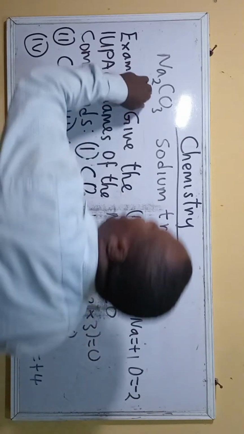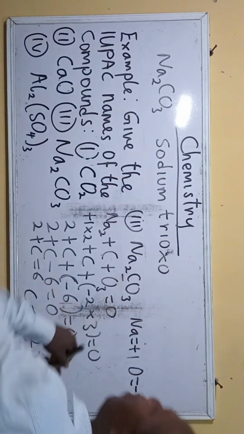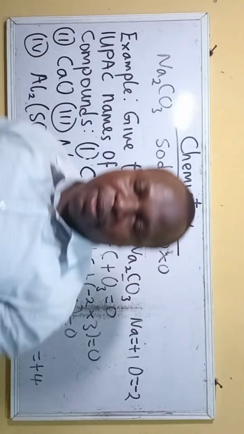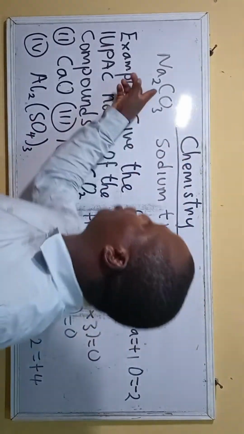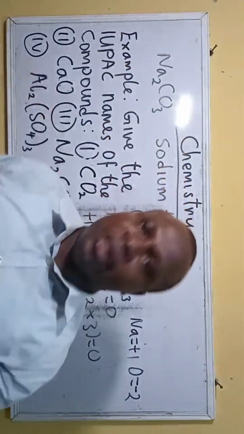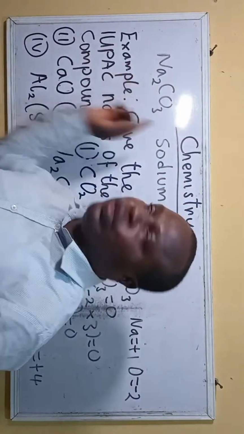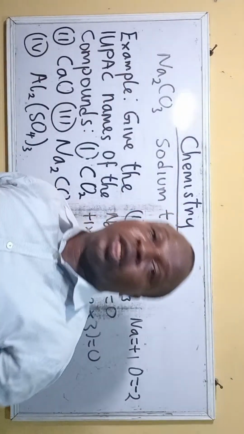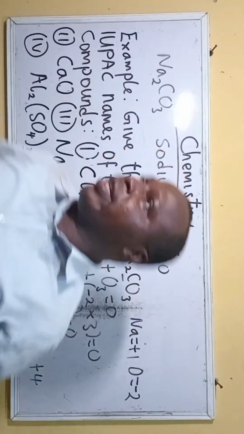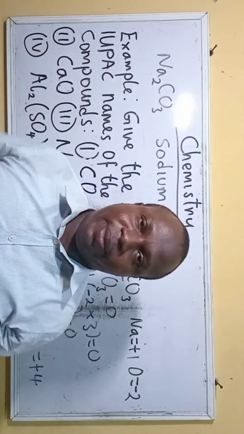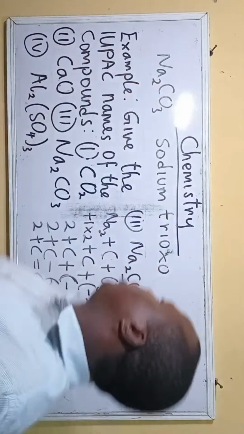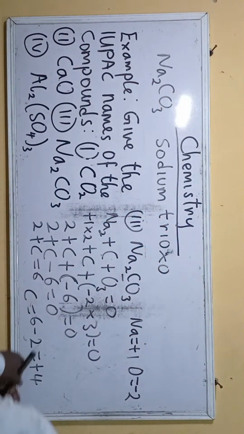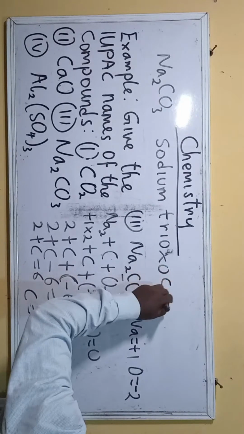Now I have carbon. Carbon will become carbonate. If it is nitrogen, it should be nitrate. If you have sulfur, it will be sulfate. If you have phosphorus, it will be phosphate. If it is silicon, it will be silicate. This is how you name it. So the name of this compound will be sodium trioxo carbonate.